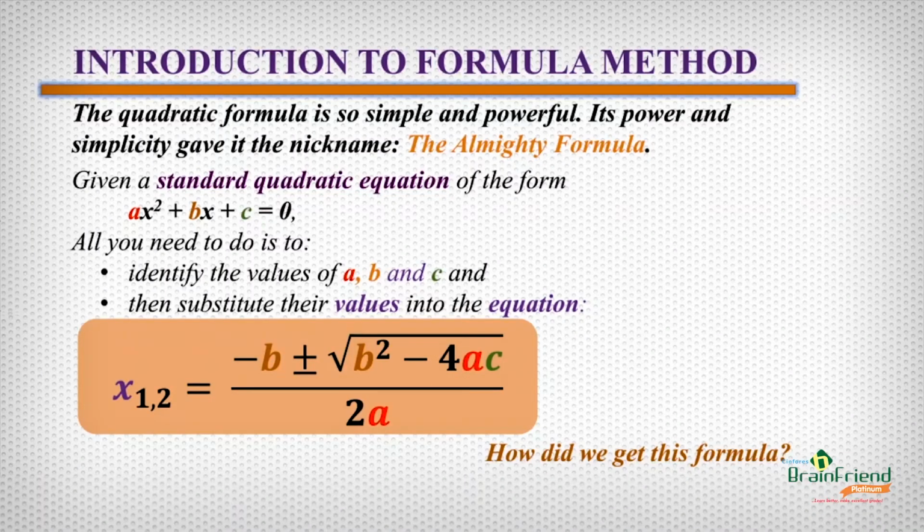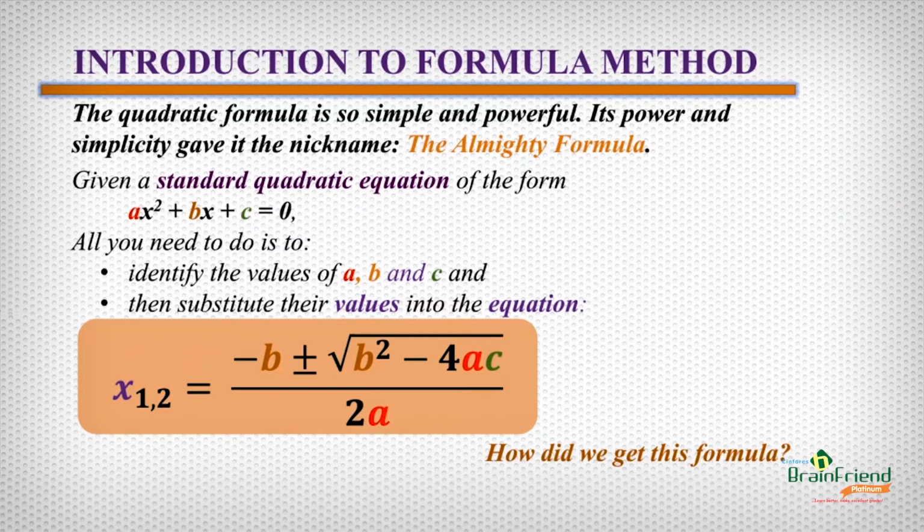The formula method for solving quadratic problems to me is the simplest, because all you need to do is to find the coefficient of x squared, the coefficient of x, and then the constant. Once you do that, you're good to go. The quadratic formula is so simple and powerful. Its power and simplicity gave it the nickname, the almighty formula.